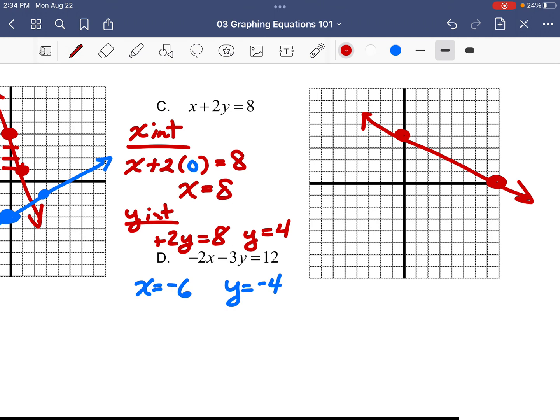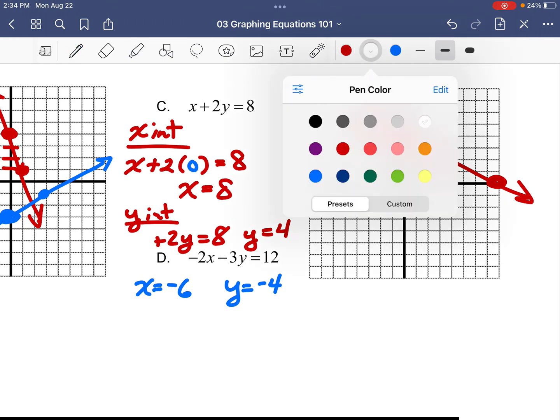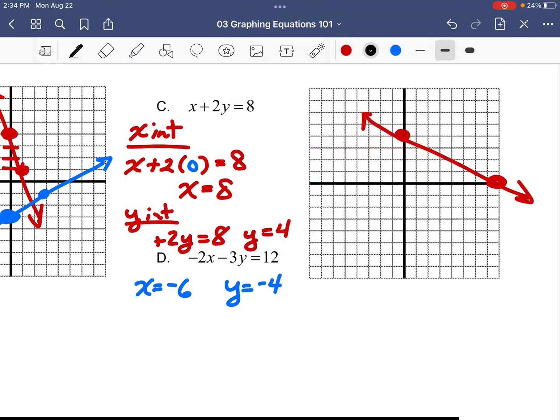I'm not much into shortcuts, but I'm offering that it's possible sometimes to find your points with just a little mental math. Make sure that you plot -6 on the x-axis and -4 on the y-axis so that you can draw your line.